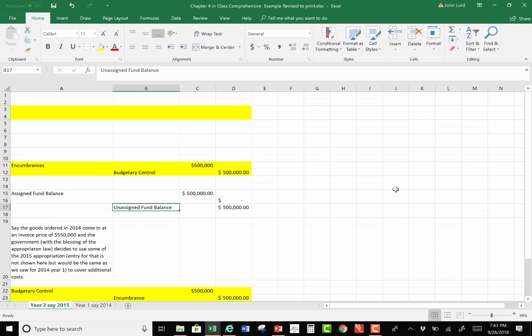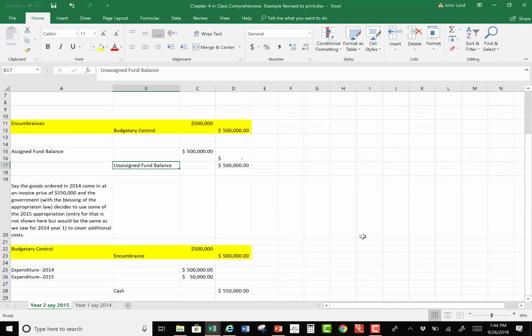Okay. Then what? Then the stuff comes in. And when the stuff comes in, what do we do? We reverse the budgetary entry that we just put back. Because now the stuff is here, isn't it? So we reverse it out. And we put up the expenditure for the actual amount.